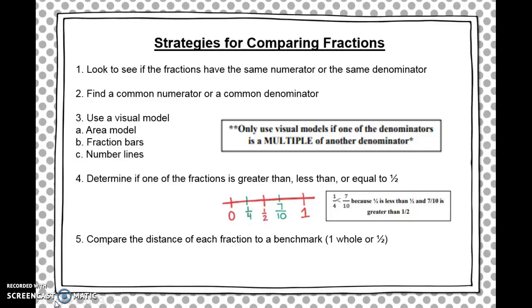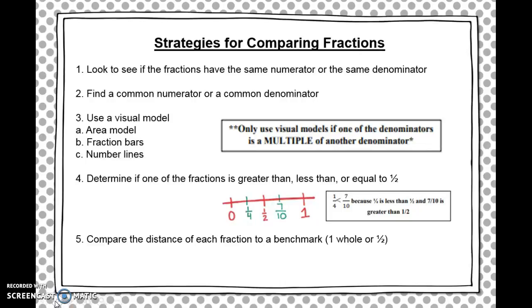Only use visual models if one of the denominators is a multiple of another denominator. So that means if you count by one of the denominators and you say the other one, then a visual model is a good one to use. Also, determine if one of the fractions is greater than, less than, or equal to 1/2. And you can see the models that were provided.